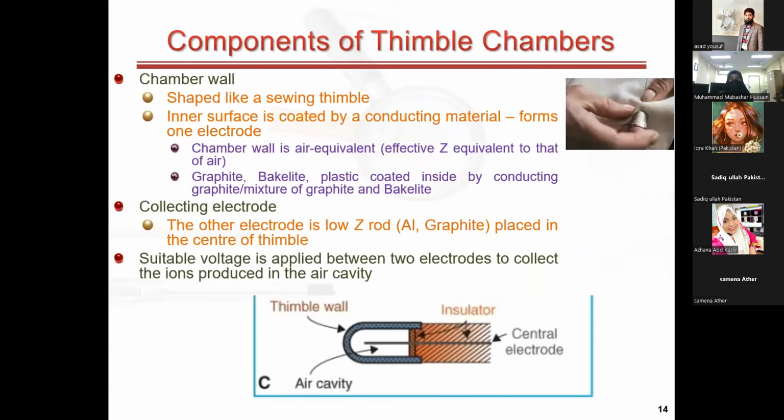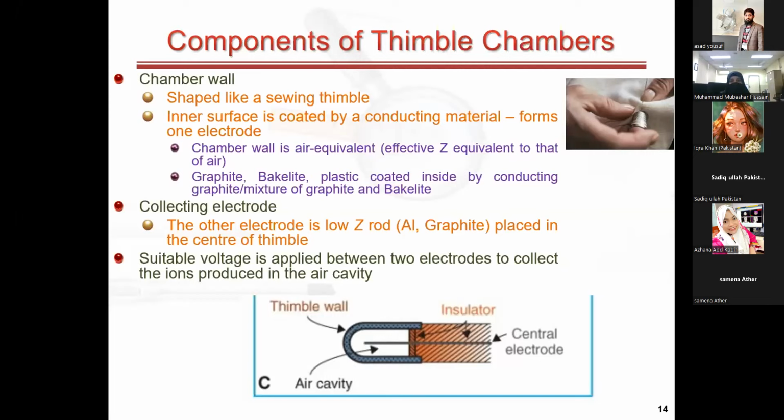Now, what are the components of the chamber? First component is chamber wall. That is, as I have already told you, air equivalent material. Of course, there could not be solid air. So air equivalent material could be graphite. The effective Z of graphite is 6, whereas the effective Z of air is almost 7.7.